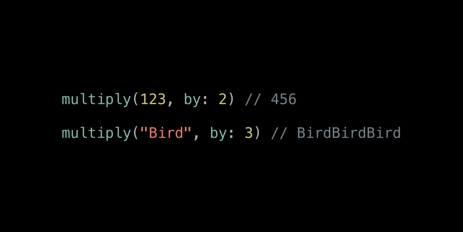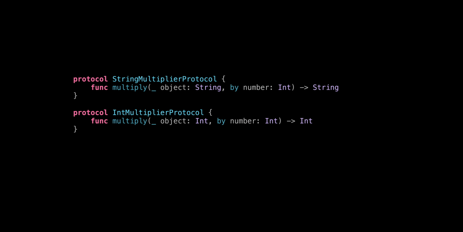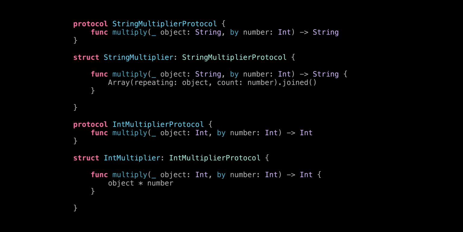So, for this practical exercise, let's say you want to build a component which multiplies an object by a number. What multiplication means specifically depends on the object itself. For instance, multiplying a number works just as you'd expect. And multiplying a string means repeating it a given number of times. For now, let's just focus on these two types, strings and integers. Without generics and without associated types, you'll have to declare two separate protocols. You'll also have to implement them separately, although it's worth noting that the same object can conform to both protocols.